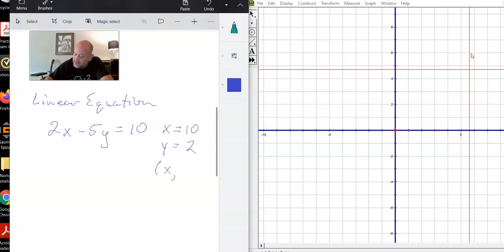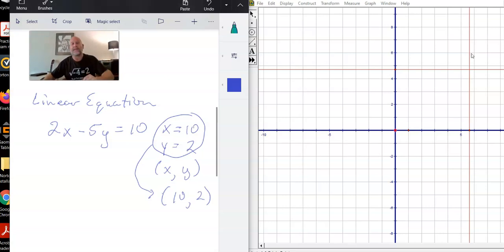So the x is going to be the first number you see, and the y is the second number. Although you almost never see the x and the y, what you see are the numbers. You're intended to understand that the first number is an x and the second number is a y. So this particular solution, if I were to write it using an ordered pair, would be 10, 2. Right? And so that's a point.